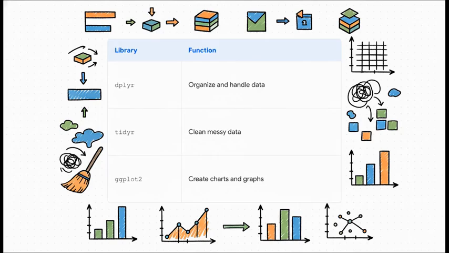Here are three of the most famous libraries you'll hear about. dplyr. Think of it as your data's personal organizer. It helps you filter and sort it. Tidyr is like the cleaning crew for your data, tidying up anything that is messy. And ggplot2 is your data's artist. It is what creates those beautiful, professional charts and graphs, just like the one we saw earlier.